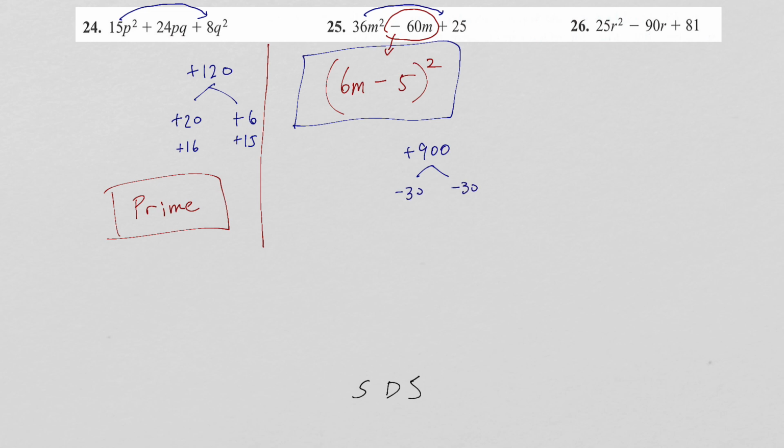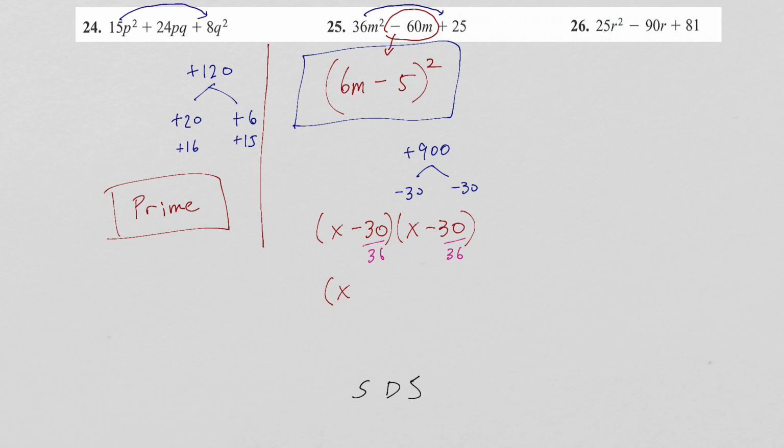That multiplies to 900 and it adds up to 60. And then you're going to have x minus 30, x minus 30. Now we've done the slide part. The divide part is dividing by what we slid over, the 36. So I'm going to divide this by 36, and then I'm going to reduce the fraction if I can.